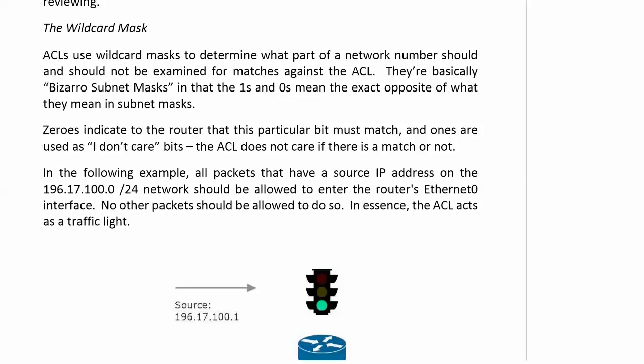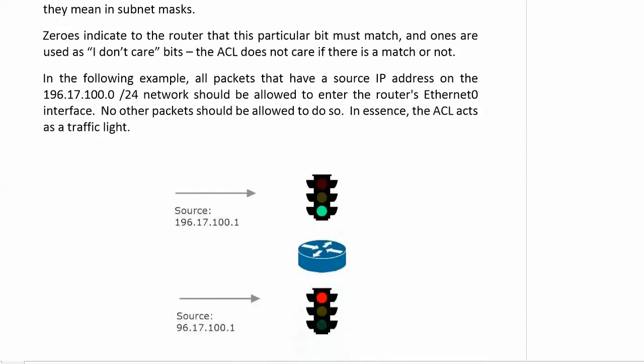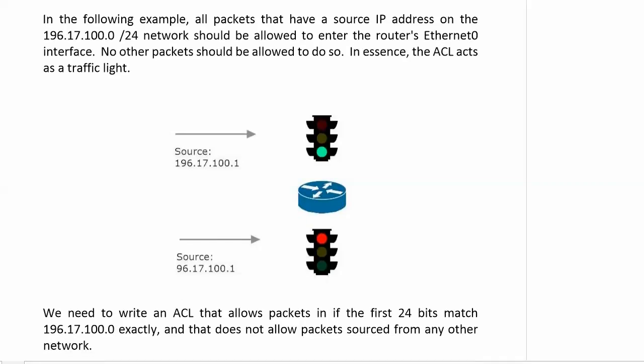Zeros indicate to the router that this particular bit must match, and ones are used as I don't care bits. The ACL doesn't care if there's a match or not. And in this example, all packets that have a source IP address on the 196.17.100/24 network should be allowed to enter the router's Ethernet 0 interface. No other packets should be allowed to do so. And really, this gives you a good visual, because in essence, when we're permitting and denying traffic, the ACL is kind of a traffic light. It's either stop, go, except we're using permit or deny.